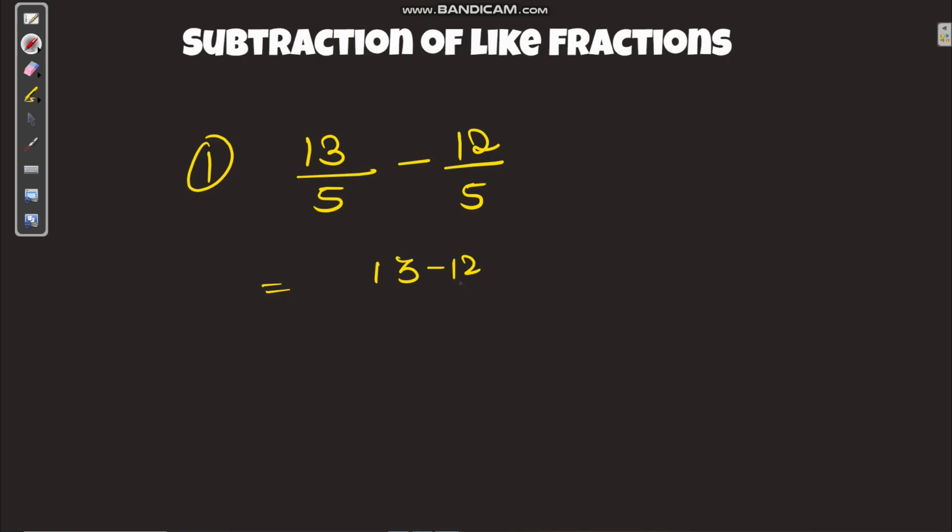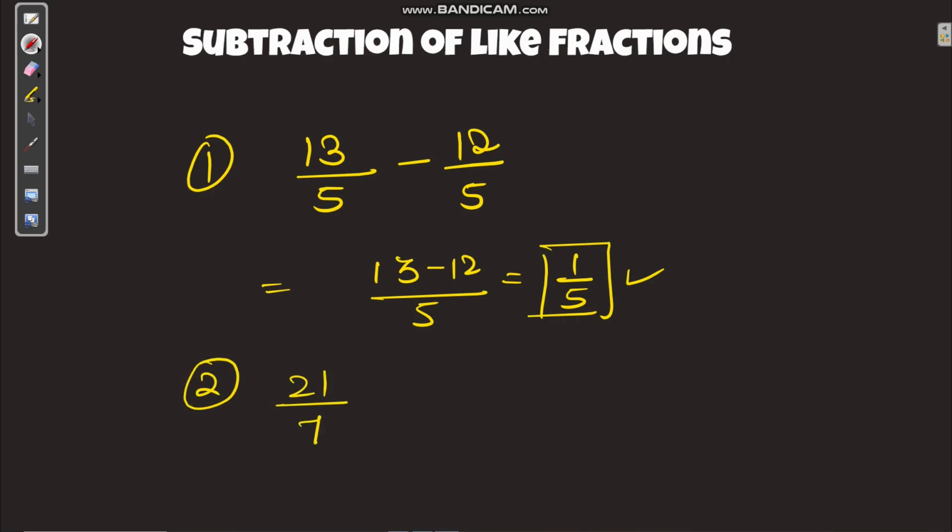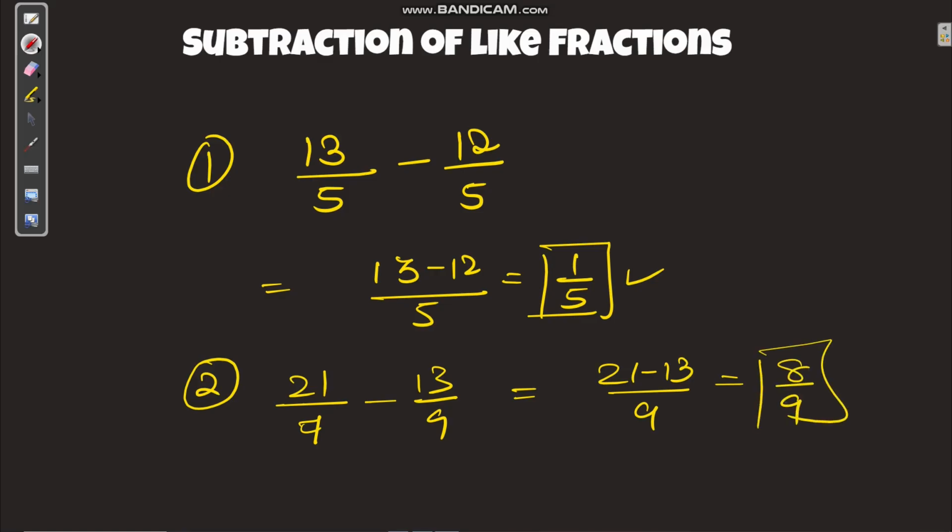Now this is subtraction, so you have to subtract, minus, upon 5. 13 minus 12 is 1 and the denominator is 5. So your answer is 1 by 5. Take any other example randomly. Let's take 21 upon 9 minus 13 upon 9. Because they are like fractions, you just subtract their numerators. If you notice, the subtraction 21 minus 13 is 8 upon 9. That's your answer. You can get mixed fractions also. The method is same. Now let's solve another example.